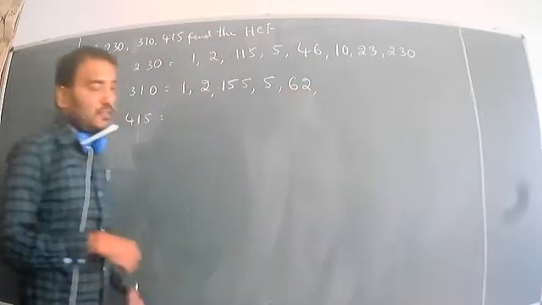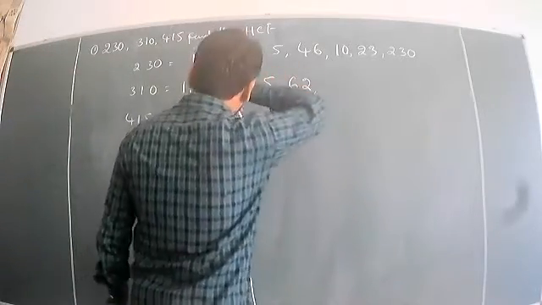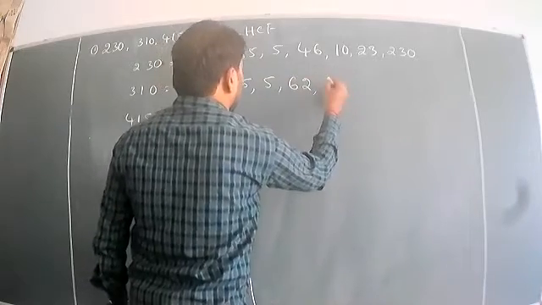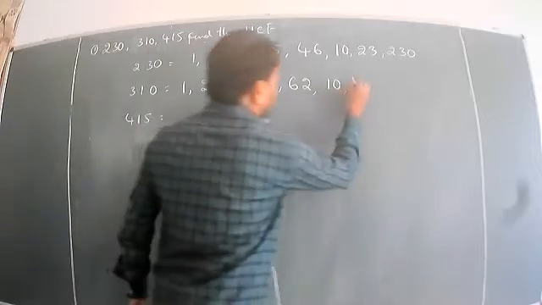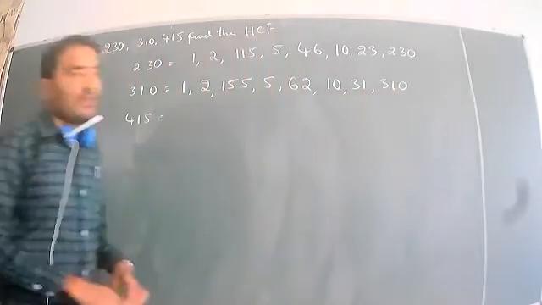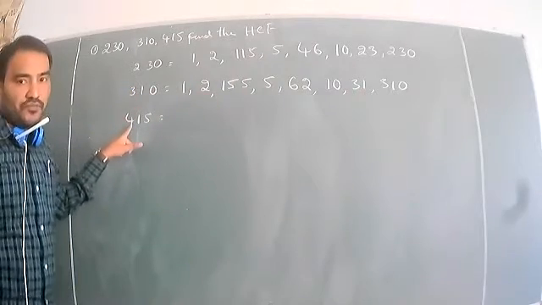I am directly using it. Next 6 cannot divide it. Next 7, no. 8, 9, no. 10 has to divide it: 10 31s are 310. So the last one is 310, the number itself. 1 and the number itself are factors of every number. Okay, next one 415.